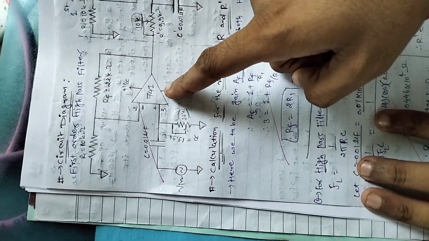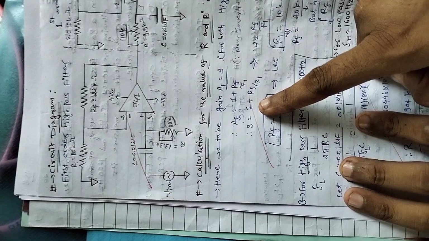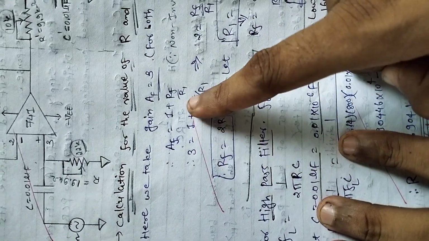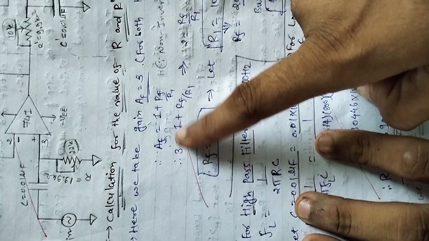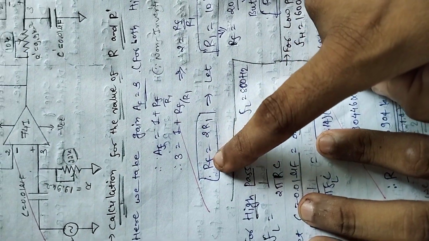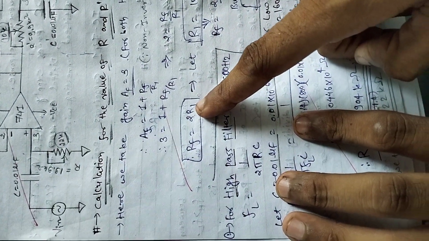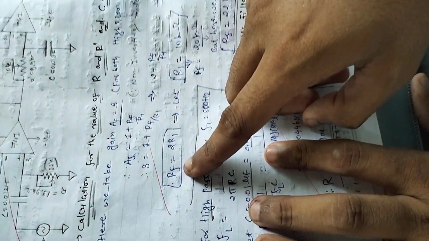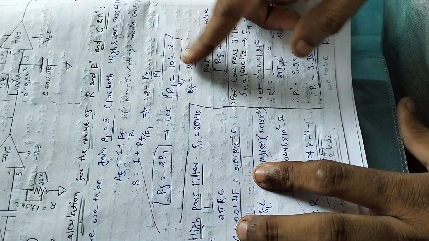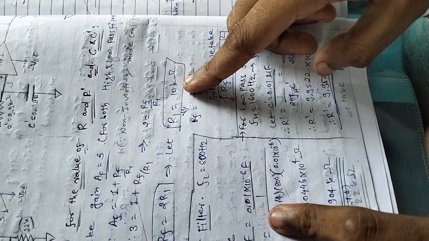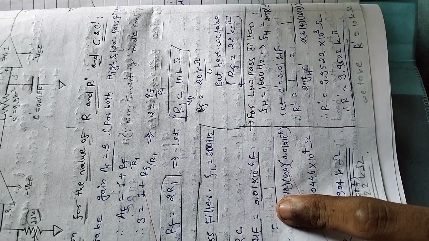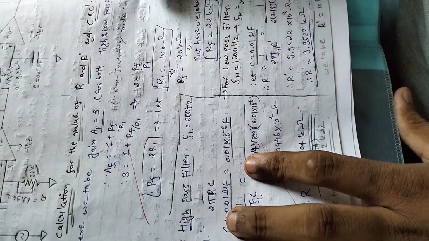Now, how to find the frequency. First you consider the gain. Here I consider the gain as 3. So 1 plus RF upon R1 equals 3, which gives RF upon R1 equals 2, so RF equals 2R1. If I select R1 as 10 kilo ohm, then RF is approximately 20 kilo ohm. This is the basic calculation for RF and R1.